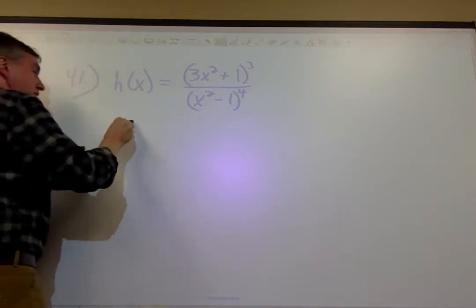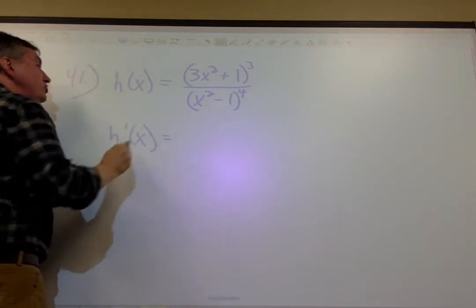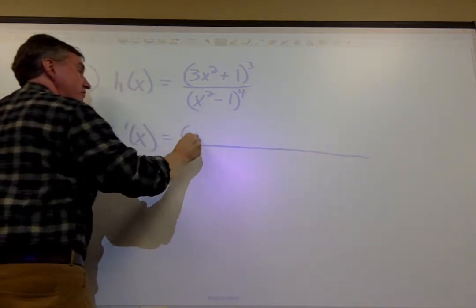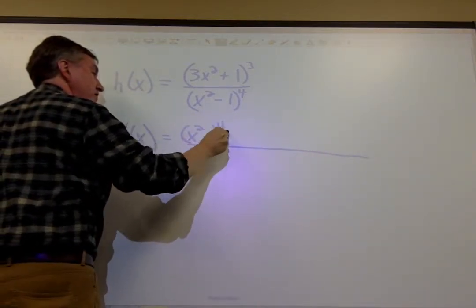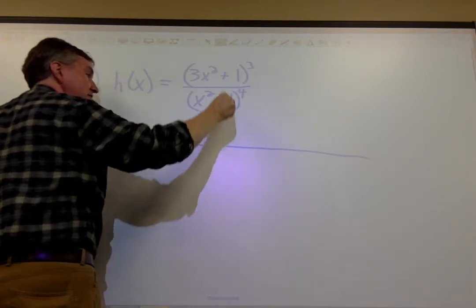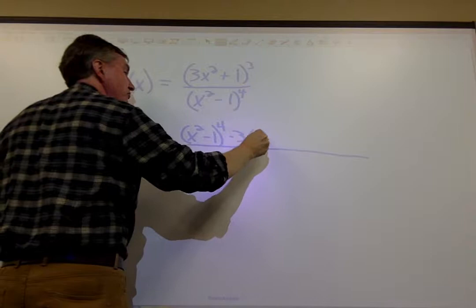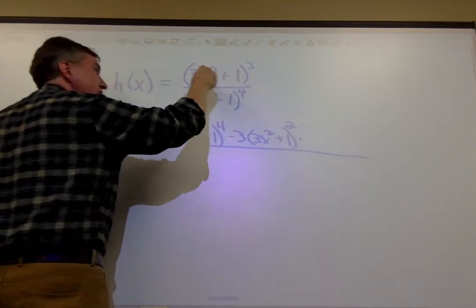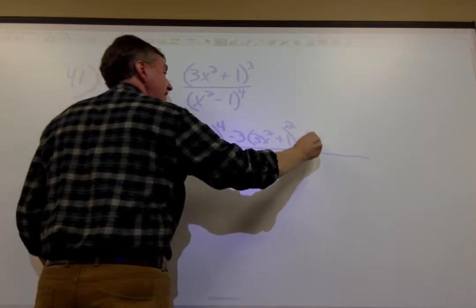So you would do chain first. Just think of it as quotient rule. Remember our quotient rule says denominator times derivative of numerator. Well, now that I take the derivative of this, it's chain. 3 times 3x squared plus 1 squared times the derivative of inside is 6x, isn't it?